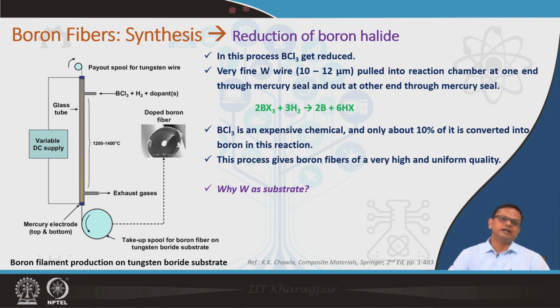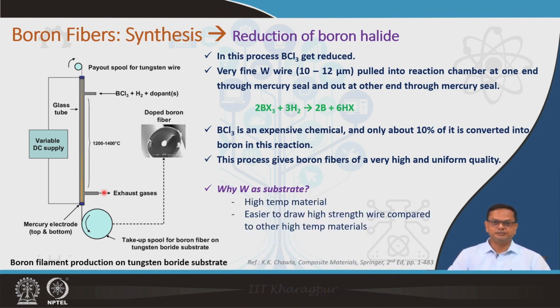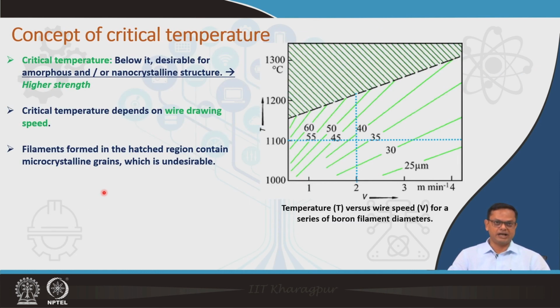Also, you have to make a wire of 10 to 12 micrometer diameter. Tungsten is very good in that sense. So, that is the reason that tungsten wire is used as the substrate. Okay. So, I think now we have a fairly good understanding of how boron fiber could be synthesized by reduction of boron halide.